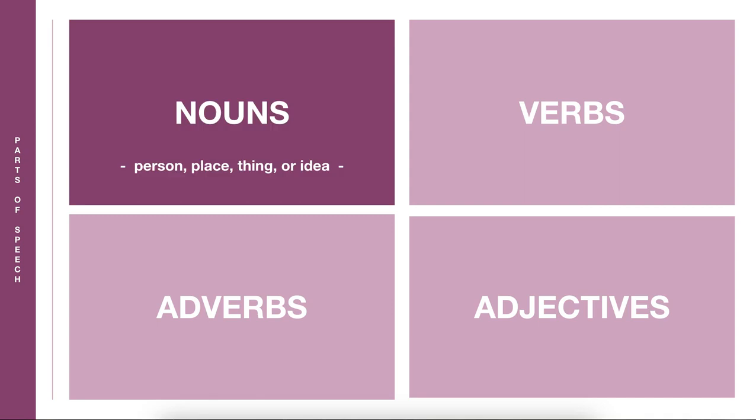Now, nouns are words that are people, places, or things. Generally speaking, they're either concepts or things that you can touch. So dog is a noun, or hope is a noun.